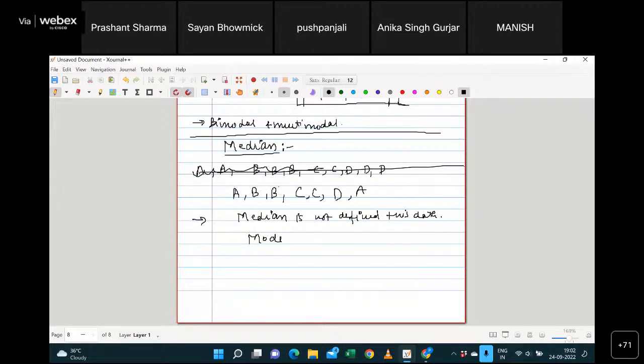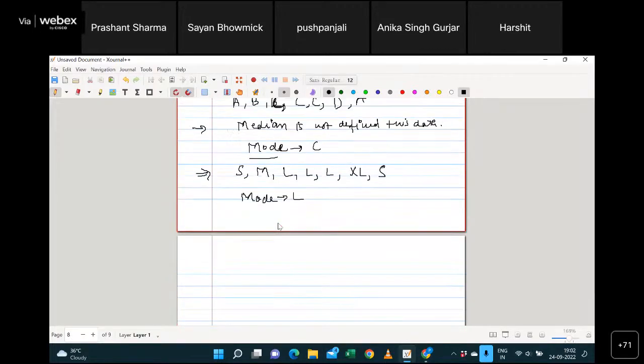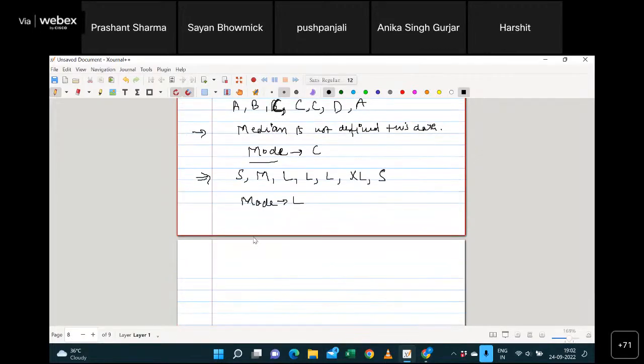Let's take, instead of this B, I have C. Let's take another example of t-shirt sizes. This is small, this is medium, this is large, and large, then extra large, and then small. What is the mode of this data set? Large. And what is the median of this data set? Large. So cannot be defined.